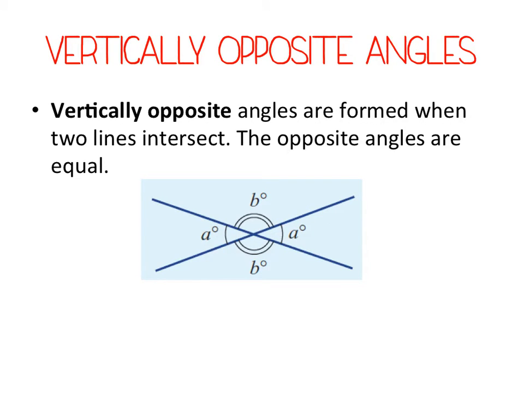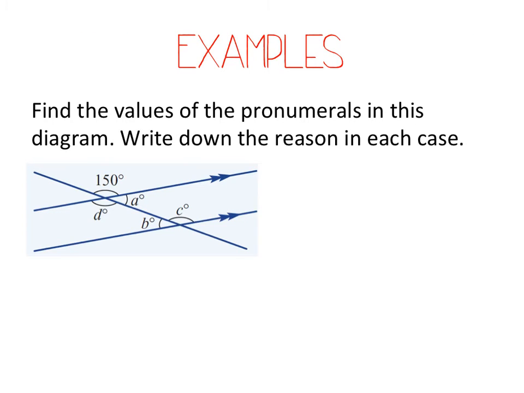Cool, vertically opposite angles are heaps easy. Vertically opposite angles. If you have two lines that cross each other at the point at which they intersect, okay, the angles on either side will be equal. That'll always be equal to that. This will always be equal to this because they're vertically opposite. Okay, but there has to be an intersection point, okay, and there has to be two straight lines to get those vertically opposite angles.